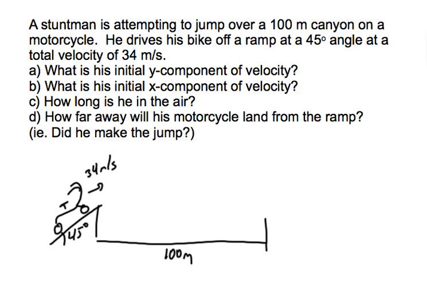So first off, this 34 meters per second is his total initial velocity. So we're going to call that VI. Not VXI or VYI, just VI because it's the total velocity. But let's see what else it's asking us for. So it wants to know what his initial y component of velocity is. So again, I'm looking for a velocity, so that means I'm looking for a v. I'm looking for a y, so that's vy. And it's the initial, so I want vyi to start this off.